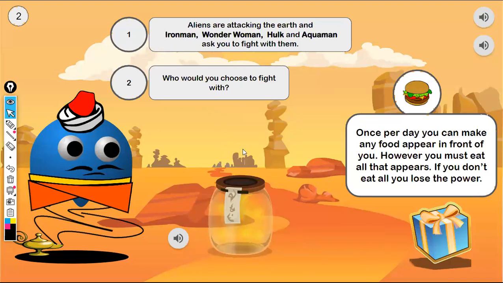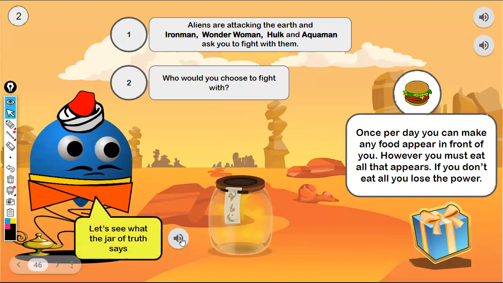All right, let's see who had it correct. Let's see what the jar of truth says.